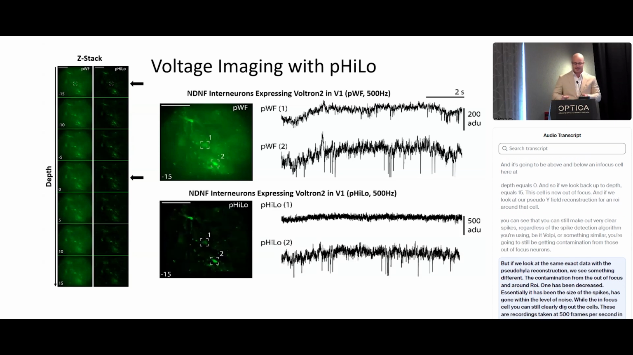But if we look at the same exact data with the pseudo-HiLo reconstruction, we see something different. The contamination from the out of focus neuron, ROI 1, has been decreased. Essentially, the size of the spikes has gone within the level of noise. While for the in focus cell, you can still clearly make out the spikes. These are recordings taken at 500 frames per second in the visual cortex, and all of this data is using Voltron 2, by the way, I should note. It's a really incredible voltage indicator.